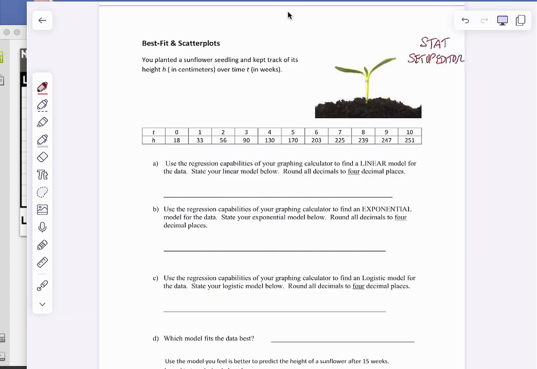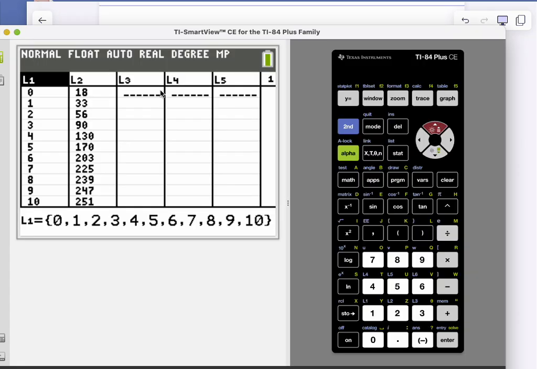And I will have a running list of commands. So far we did Stat Setup Editor, Stat Edit. Make sure you're copying off the notes list and not just looking at my screen.